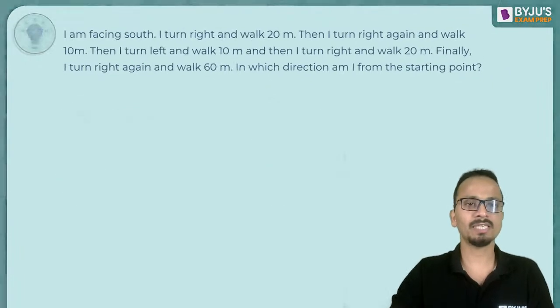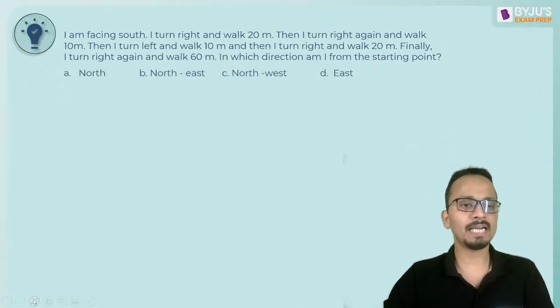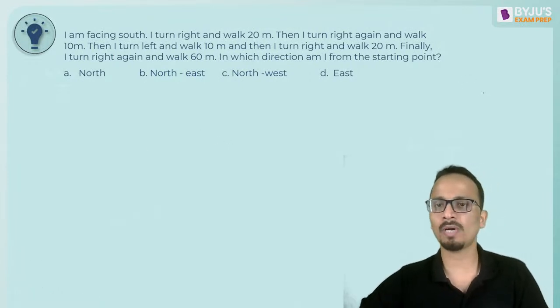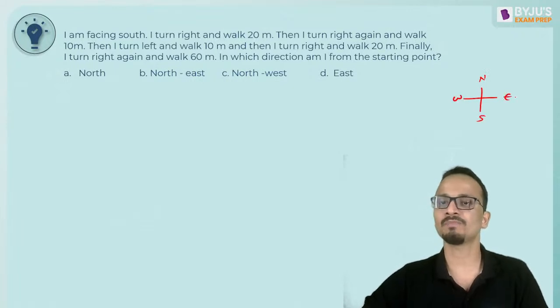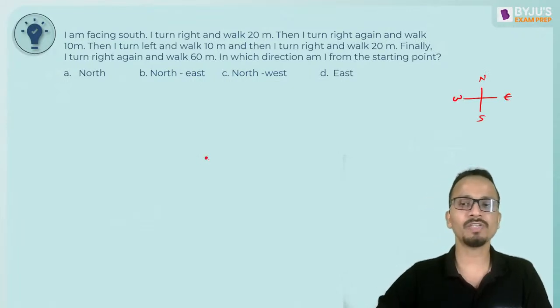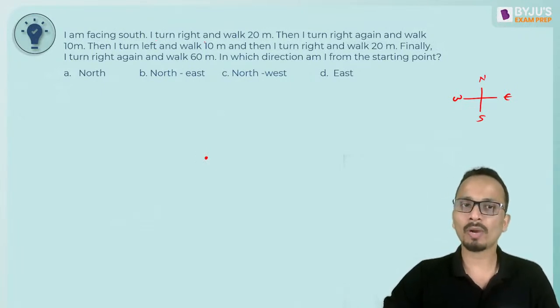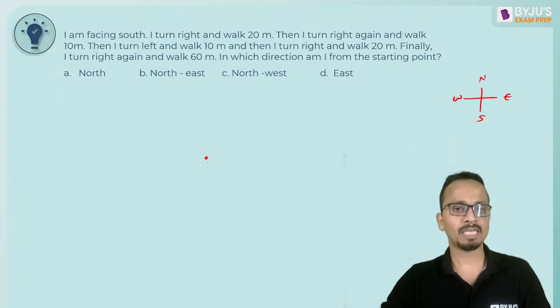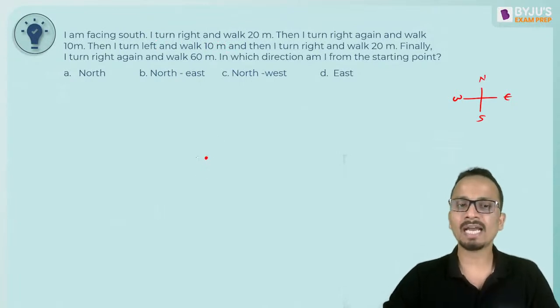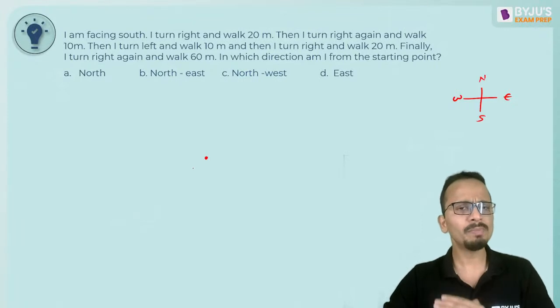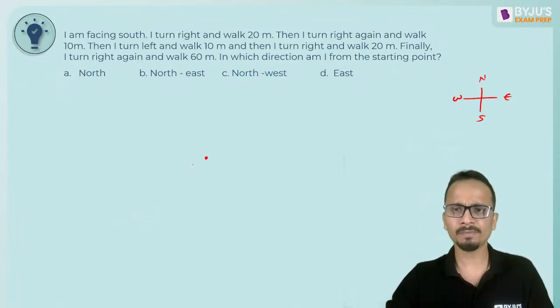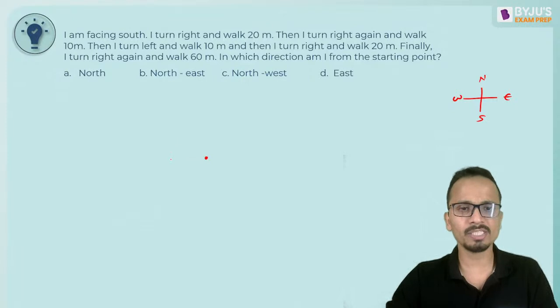Okay, so let's get into this one. The question says that I am facing south. So right now I'm facing south. I'll take the conventional directions: north, south, west, east. So the person is facing south, that means downwards on the screen. Then I turn right and walk 20 meters. When I was facing south and after that I turned right, it will be in the clockwise direction. Okay. And I turn towards west and walk for 20 meters.